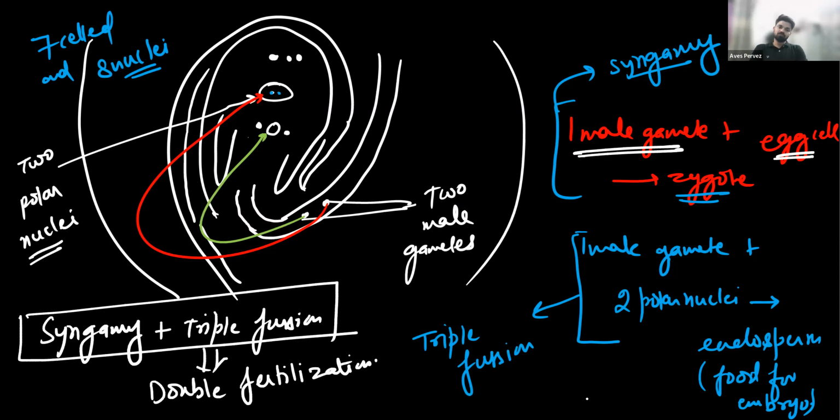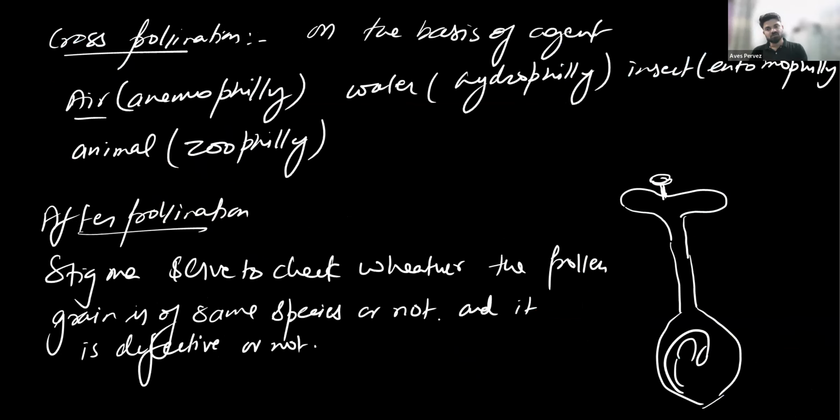Sir, can you show the previous slide? Which previous one? Yeah, this one. First, no need to write this one. This is not so important. Only write this one. After pollination, stigma has to check whether the pollen grain is of the same species or not, and whether it is defective or not. So note it. Okay, thank you, sir. I took the screenshot. I'll note it later. You better try to write it now, because later is later. Most likely, 80% chance that you are not going to write it.